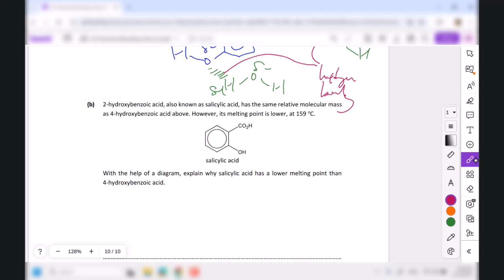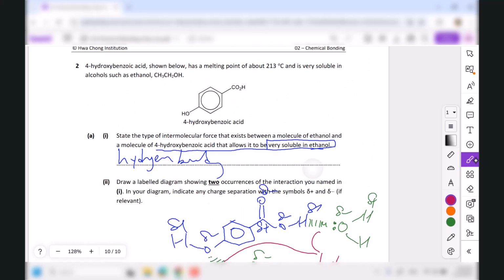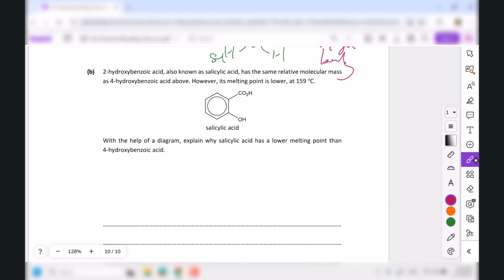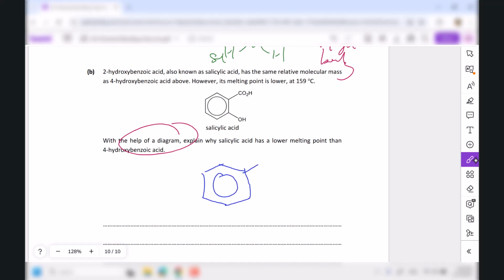Then for part B, 2-hydroxybenzoic acid is known as salicylic acid, has the same Mr as 4-hydroxybenzoic acid. However, its melting point is lower. You notice that it's actually lower by quite a bit, 60 degrees Celsius thereabouts. And then they ask you why. So you need a diagram. Usually when they say with the help of a diagram, it is necessary to draw a diagram even if you don't wish to, because a diagram speaks 1,000 words. So if you're not very good at language, it's good to draw a diagram.